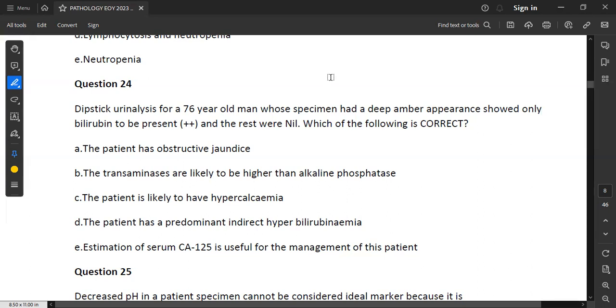Yeah, I also went with A. The patient has obstructive jaundice. Should we go through the jaundice thingy, or have you guys gone through that? Well, let's just go through it.